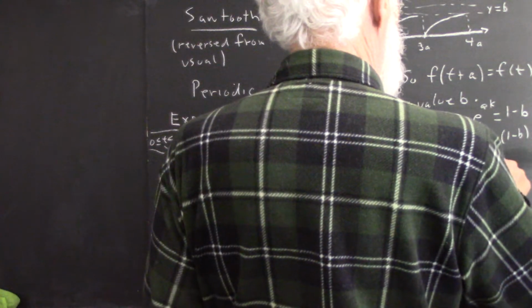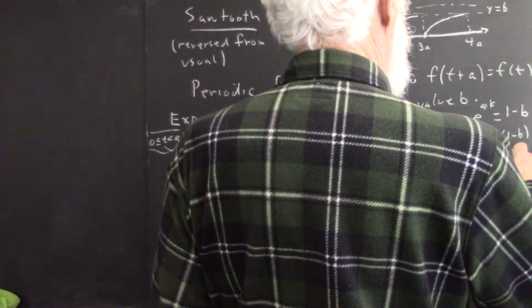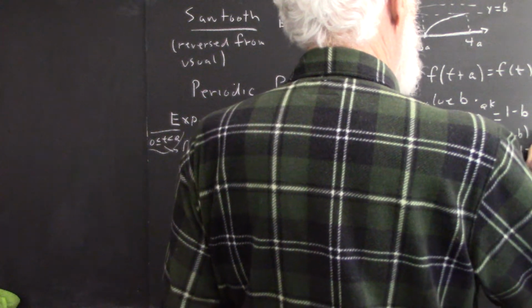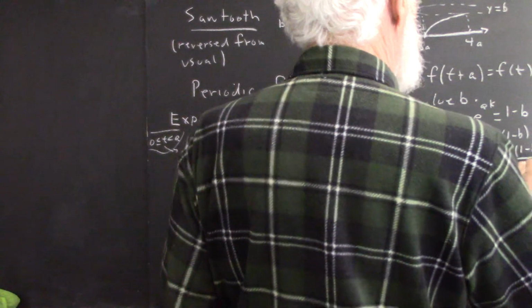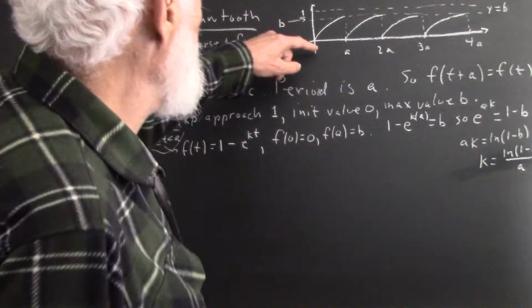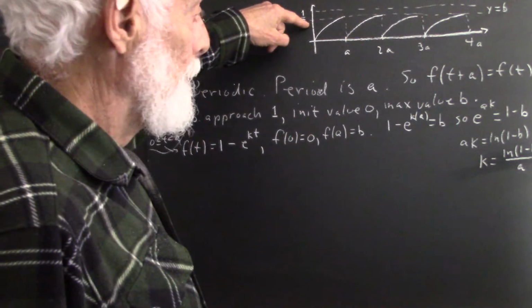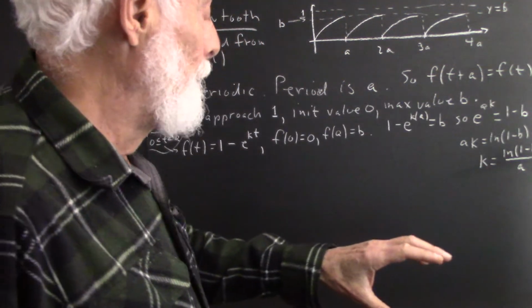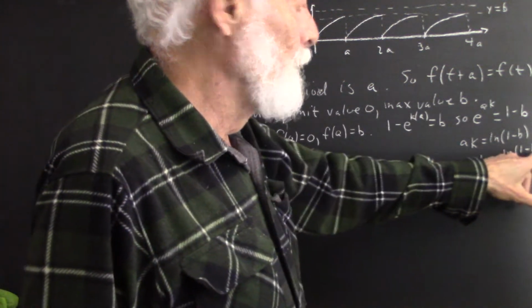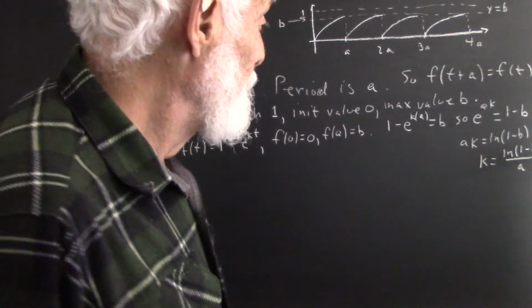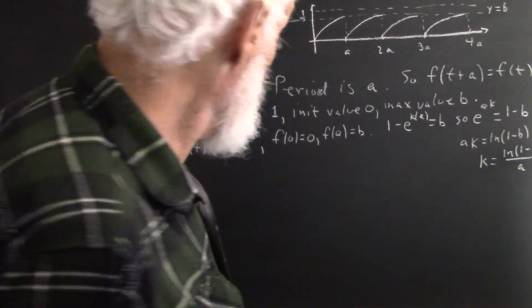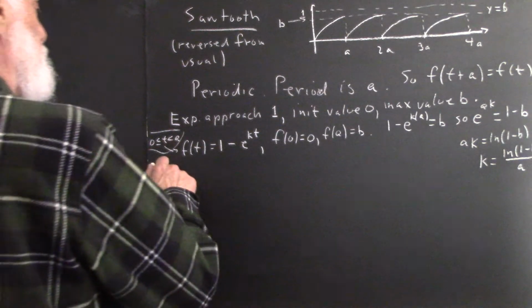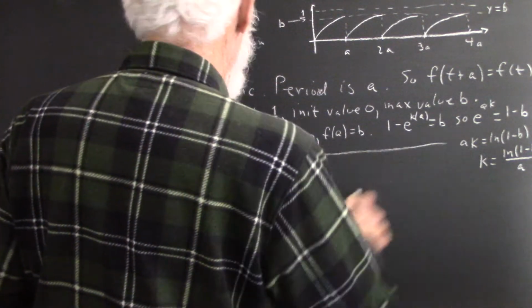So we have k equals a natural log of 1 minus b, over a. And we'll note that since b is between 0 and 1, 1 minus b is between 0 and 1. So the natural log is going to be a negative number. So k is going to be a negative constant. And we want to keep that in mind.